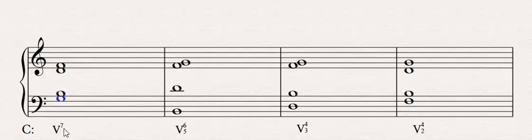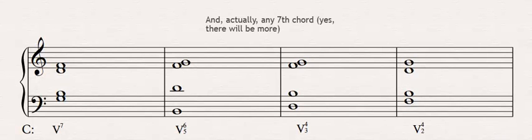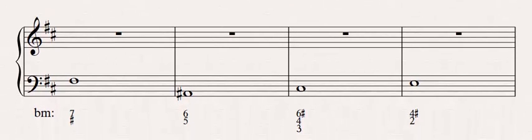A good way to think about the numbers is that it goes 7, 6/5, 4/3, and then 4/2. 4-2 not so helpful, but 7-6-5-4-3 and then a 2 maybe can help you remember those inversion numbers for the 5 chord. Okay, so to finish this video up, let's try writing some dominant 7th chords from figured bass.